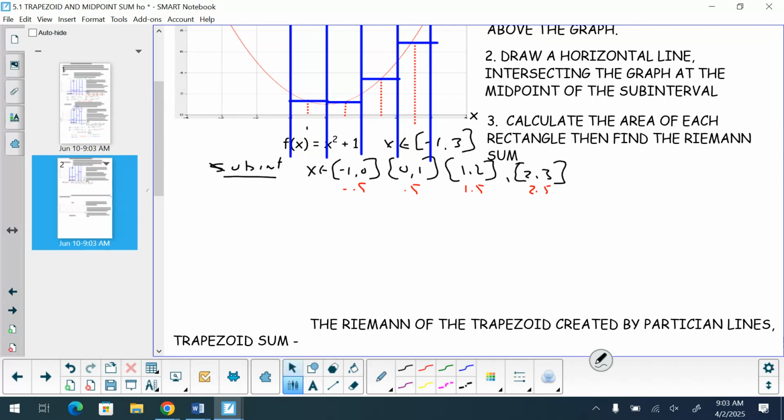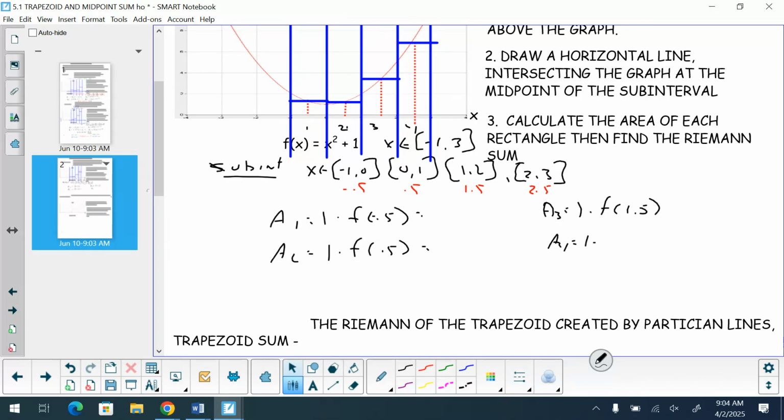So we still have our 4 areas. Area 1 is going to be our base, which is a value of 1, times our height, which is the function value at -0.5. A2 is going to be 1 times our function value at 0.5, which is our midpoint. And once again, we can look at the graph here as a visual, but really, we just need our subintervals. A3 is 1 times our function value at 1.5, and A4 is 1 times our function value at 2.5.